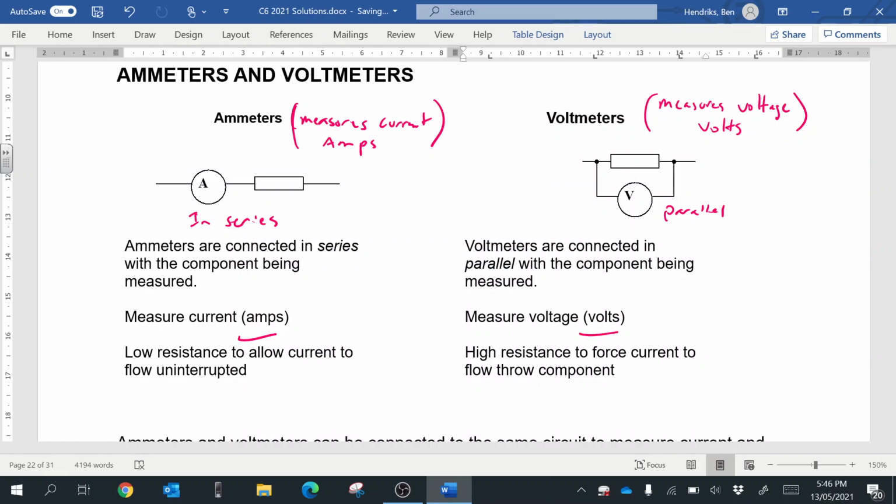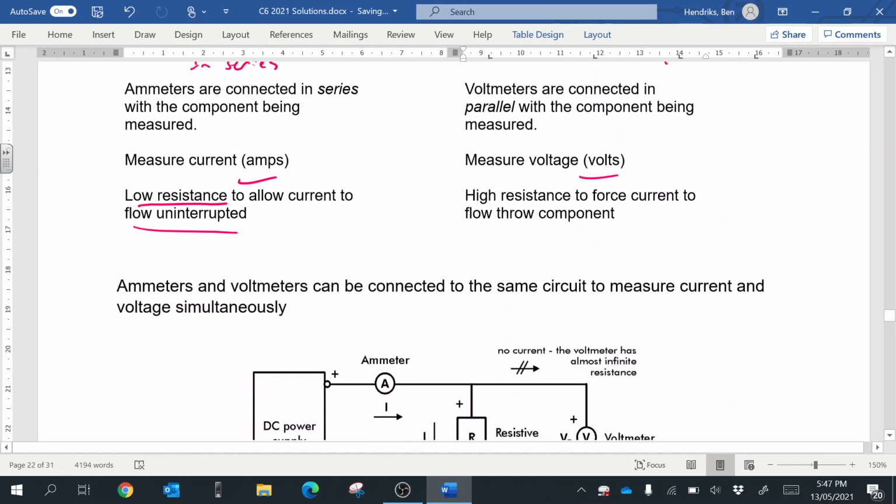The other key thing is an ammeter has low resistance. I say that R goes to 0, so that it doesn't impede the flow of the current. Whereas you want the opposite case for a voltmeter. You want R to go to infinity, because then all the current will want to pass through the other path, and so the current through the voltmeter, I, is basically equal to 0. You don't want any current going through the voltmeter. You just want to measure the voltage drop across the component, so you don't want the voltmeter to actually affect the circuit.